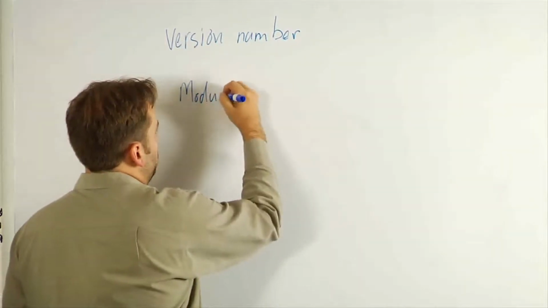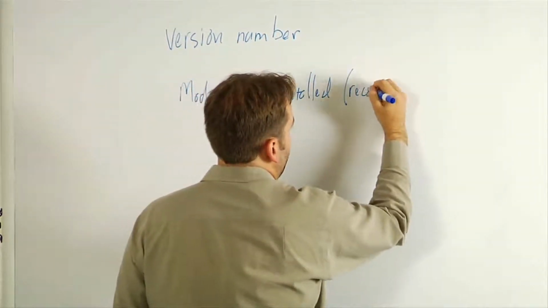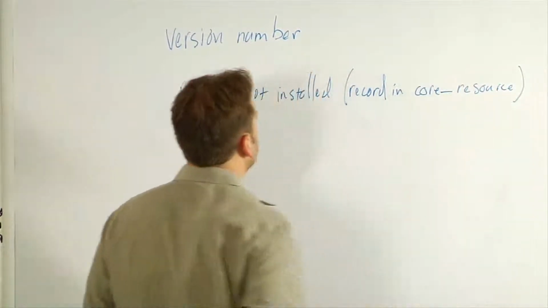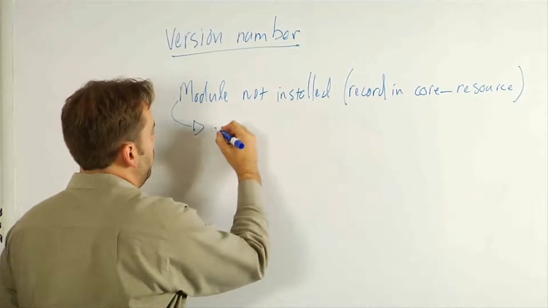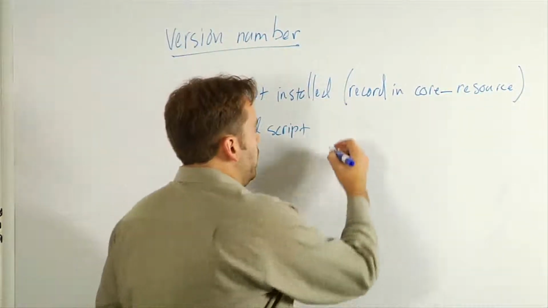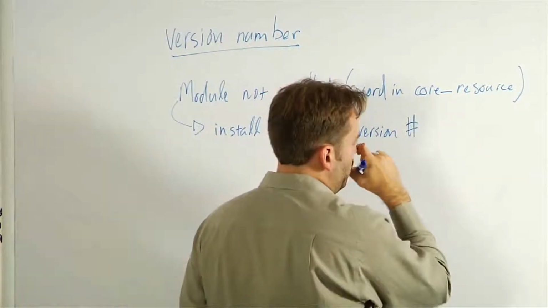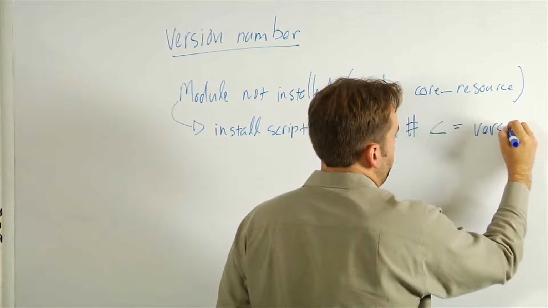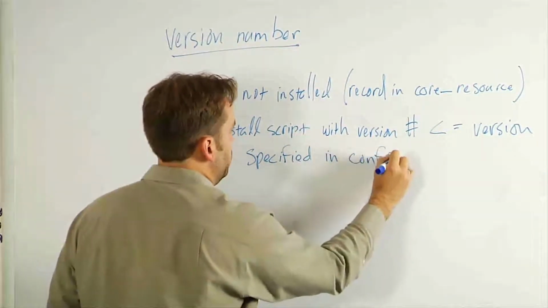So if your module is not installed, i.e. there is no record in core resource, then the system will look for an install script with a version number that is less than or equal to the version specified in config. Okay?